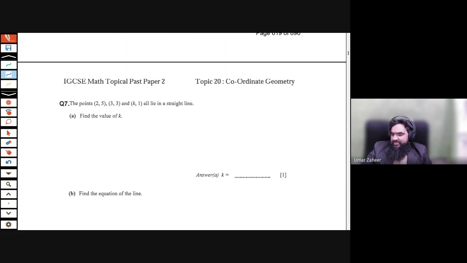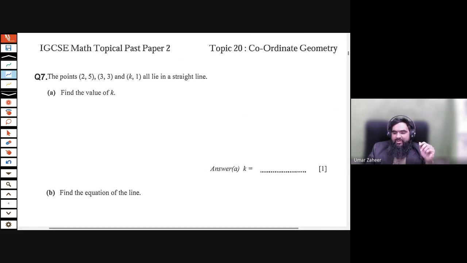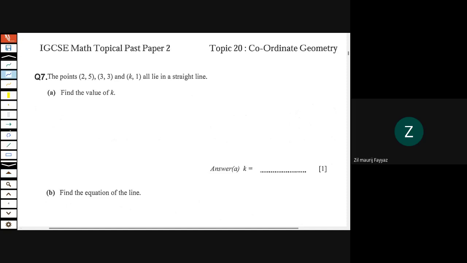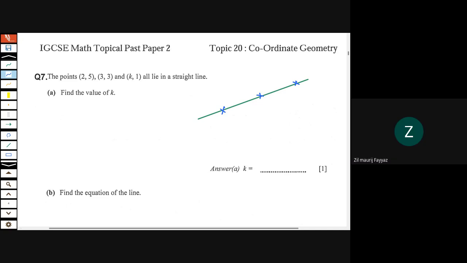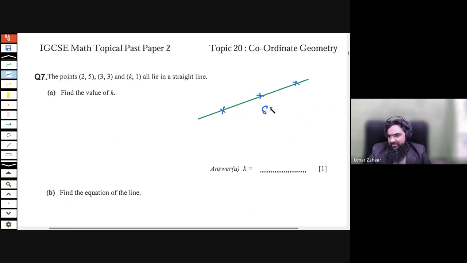Now we have the next question. He says find k such that the points (2, 5), (3, 3), and (k, 1) lie on a straight line. Okay, if they lie on a straight line, what is the common thing between the points? They have the same gradient, because on a straight line we have the same gradient.